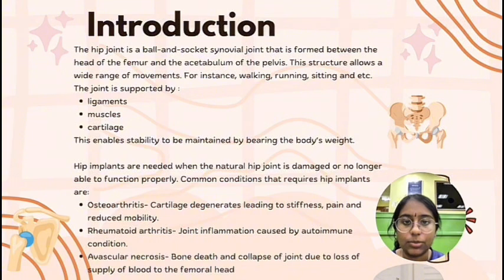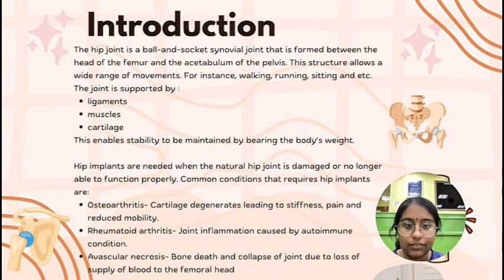Introduction. The hip joint is a ball and socket synovial joint that is formed between the head of the femur and acetabulum of the pelvis. This structure allows a wide range of movements, for instance, walking, running, sitting, etc. The joint is supported by ligaments, muscles, cartilage. This enables stability to be maintained by bearing the body's weight.